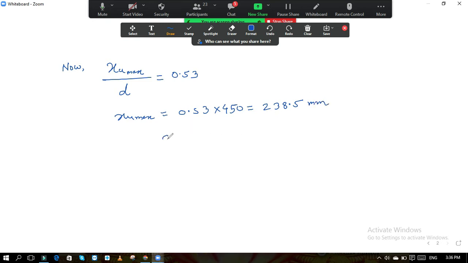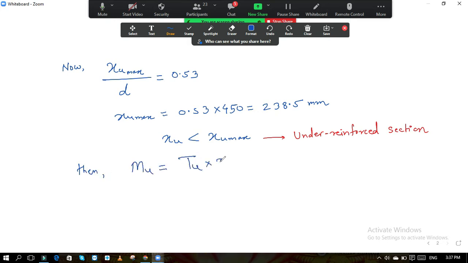So here xu is again less than xu max. When your xu is less than xu max, your section is what? It is under reinforced section. Now if the section is under reinforced, then what formula do we use to calculate the moment of resistance? Then Mu is equal to Tu into z.